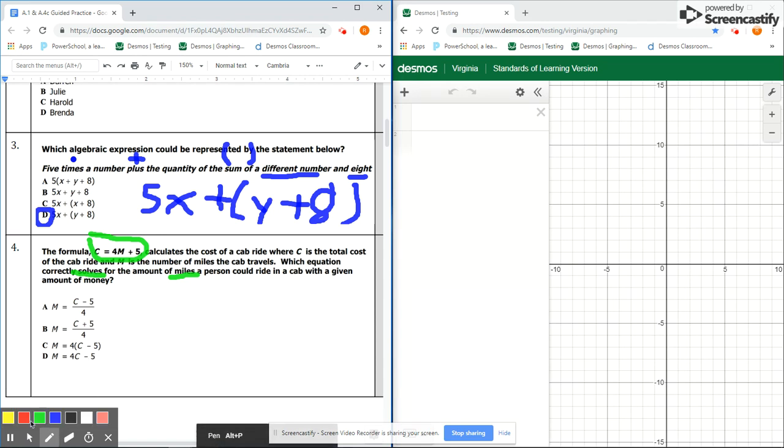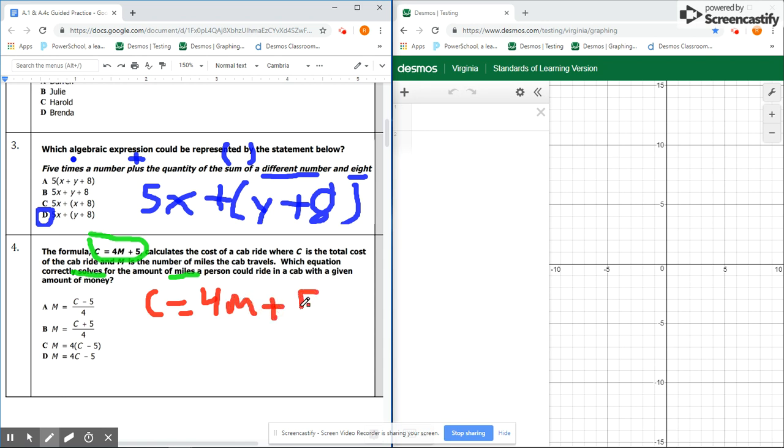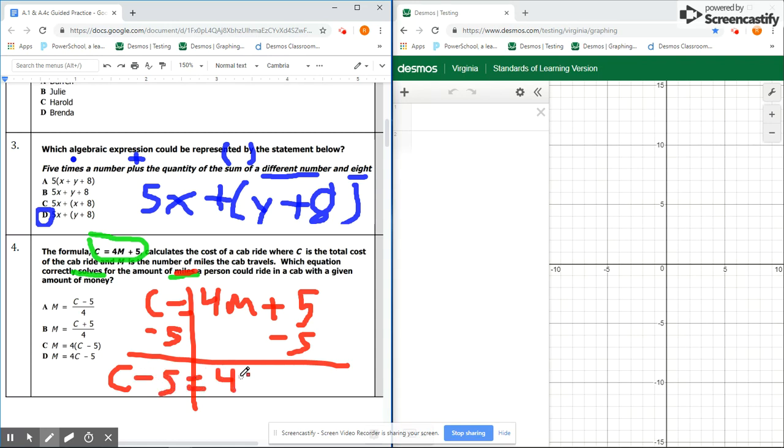So we have our equation here, and we want to solve for the amount of miles, which is M. So we're just going to take C equals 4M plus 5. That's our equation. We're going to solve that for the miles, so we're going to solve that for M. So we need a minus 5 to both sides. That's going to give us C minus 5 equals 4M, and our 5's will cancel.